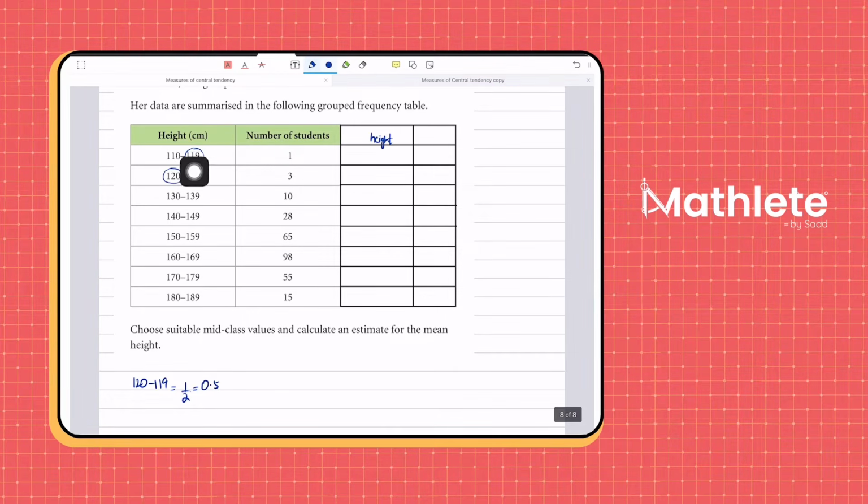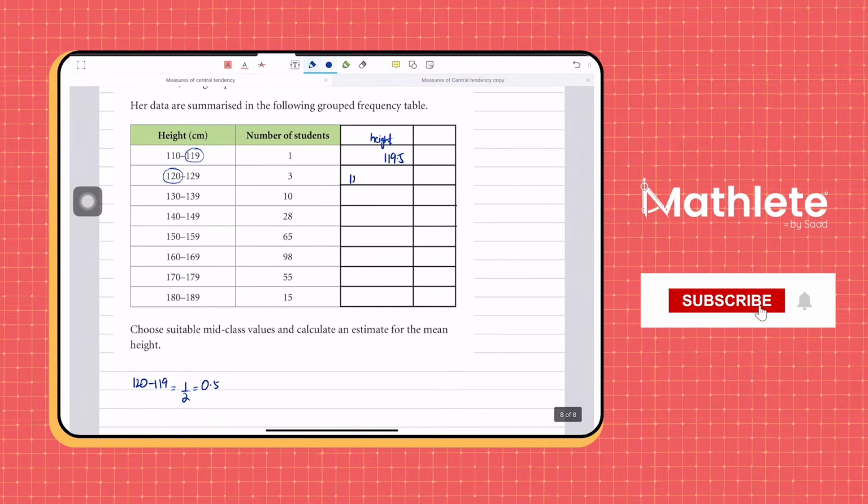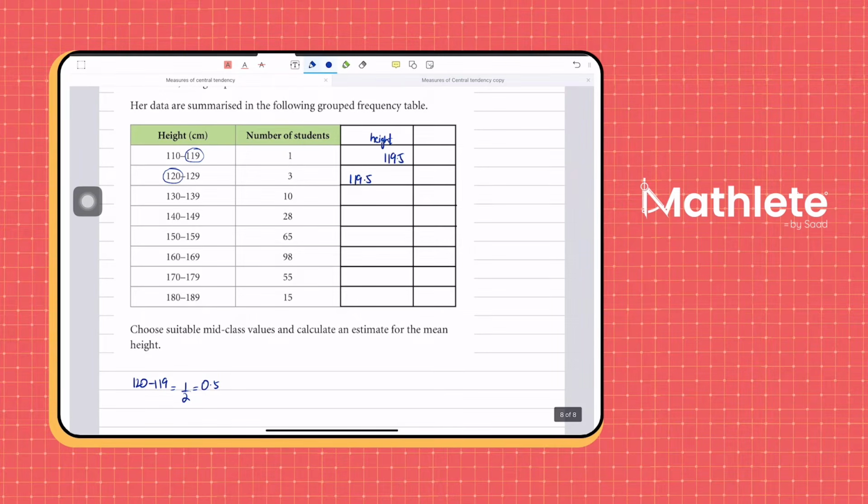What's the difference between 119 and 120? 1. What do we do with that 1? We divide that by 2. What do we get? 0.5. We add 0.5 to 119. We subtract 0.5 from 120. So what happens as a result? This becomes 119.5 and this becomes 119.5 as well. Now what's happened all of a sudden? This data with gaps in it has become continuous.